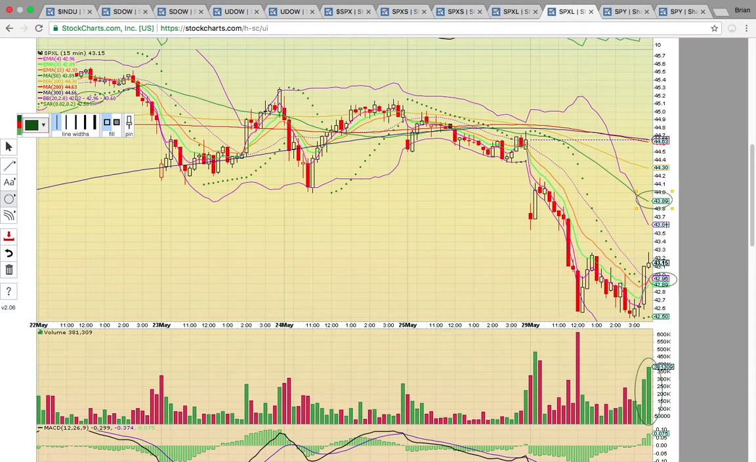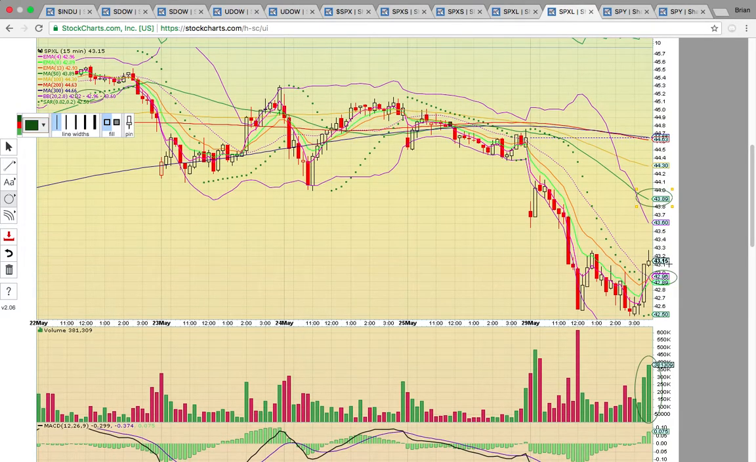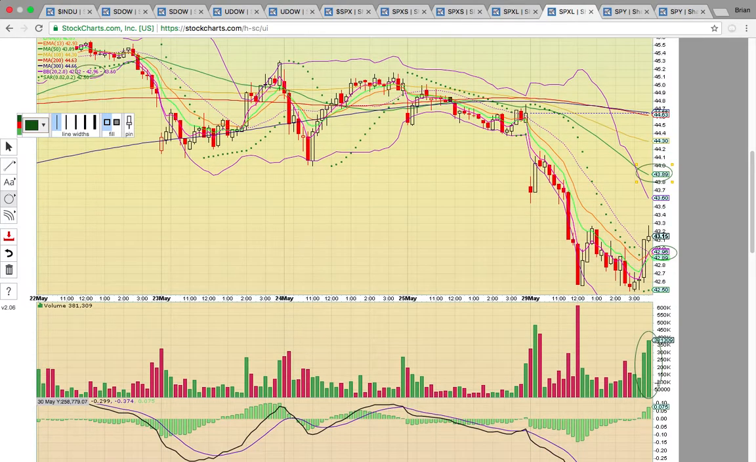Many times, keep in mind, you get a run up to that level and then it stalls out and pulls back if the downtrend continues. So we'll just have to see. This was a really big drop. There was big volume into the close. It looks like people were loading.